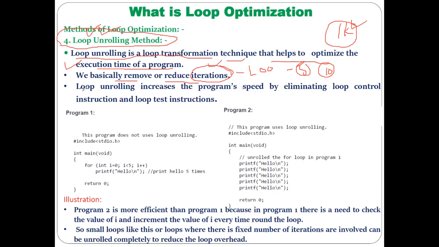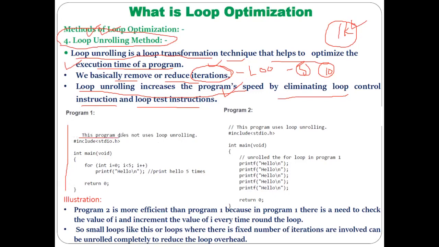Let's see. Loop unrolling increases the program speed by eliminating the loop control instruction and the loop test instruction. Means if in some program code a loop is used, then removing or reducing that loop is called loop unrolling. Because of that, the number of iterations will be reduced and program speed can be improved. But it is recommended only when the number of iterations is very small, up to 10 or up to 5. Okay, what is the reason? Let's see in this program.